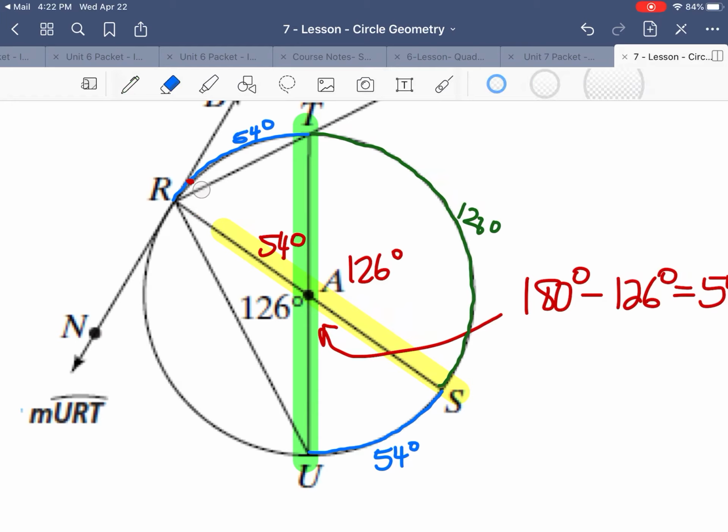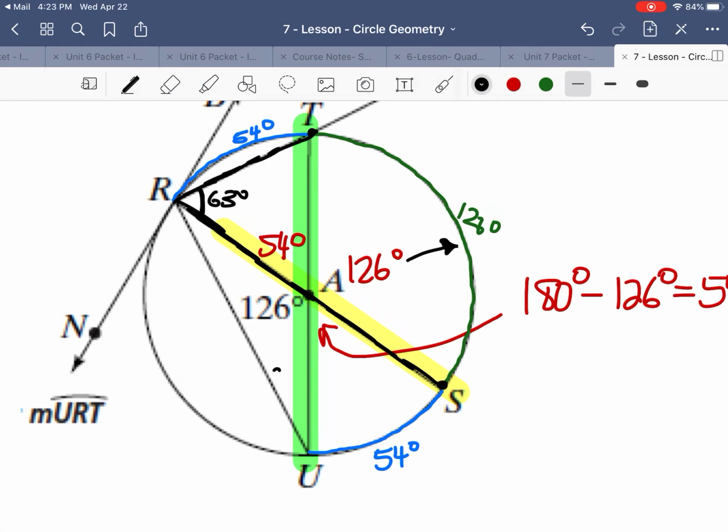Now here's the little twisty part, and it's interesting, but it can be a little weird because if you don't see it immediately, it can be kind of frustrating. This angle right here is going to be 63 degrees. Because while 126 is the intercepted arc for the central angle of 126 degrees, it's also the intercepted arc for the inscribed angle of 63 degrees. And the inscribed angle is always half the intercepted arc.